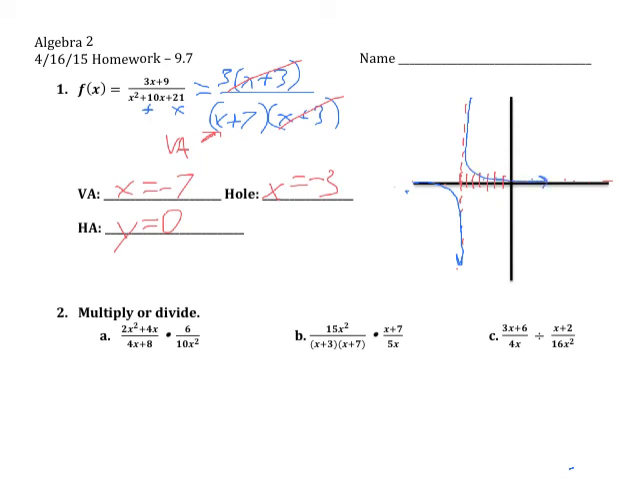Alright, there should be a hole at x equals negative 3, which means there's a hole in the graph right there, and we're done there.